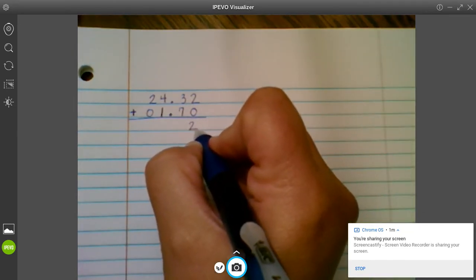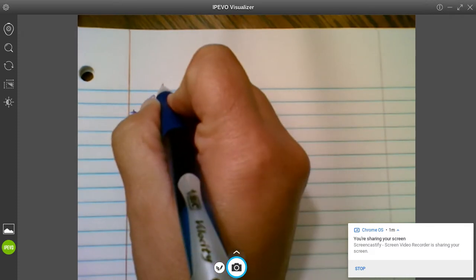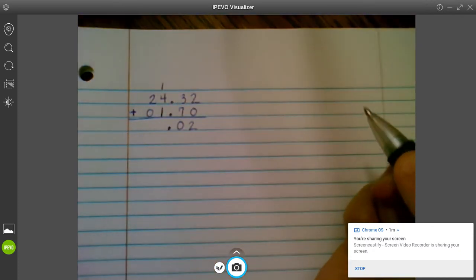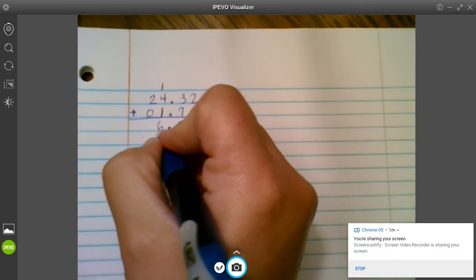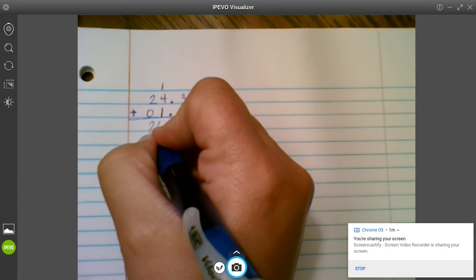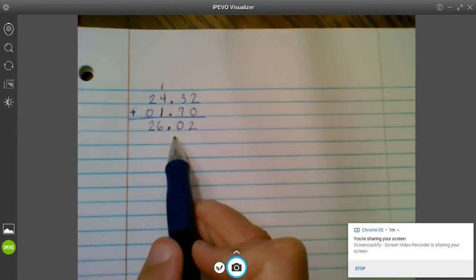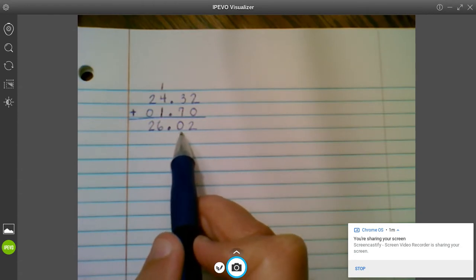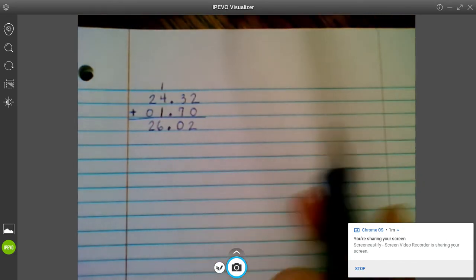This would be 2. 3 plus 7 would be 10. So I can carry my 1, bring that decimal point straight down like we talked about. 1 plus 4 is 5, plus 1 more is 6, and 2 plus 0 is 2. So my answer is 26 and 2 hundredths, because this is tenths, hundredths. My 2 is in the hundredths spot.